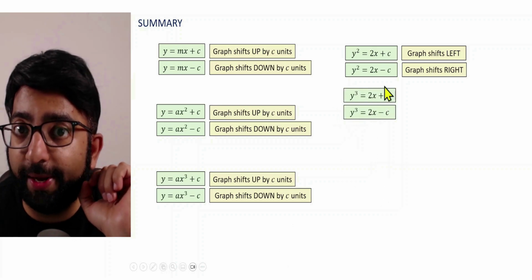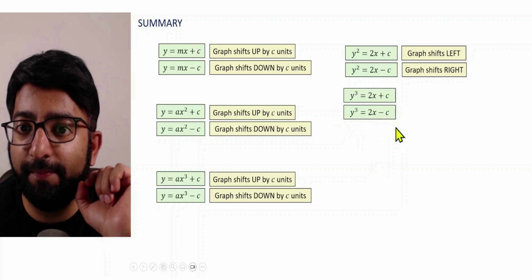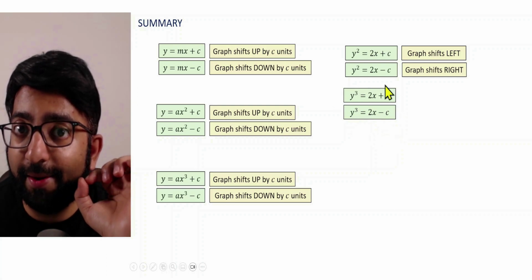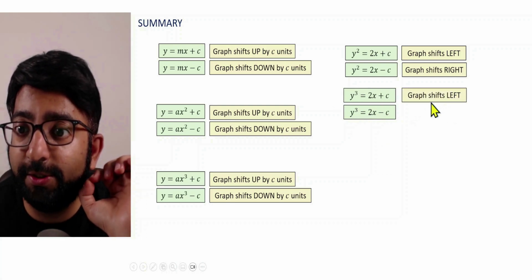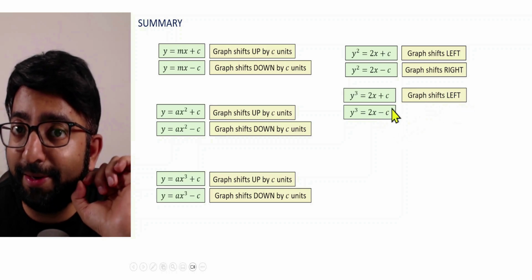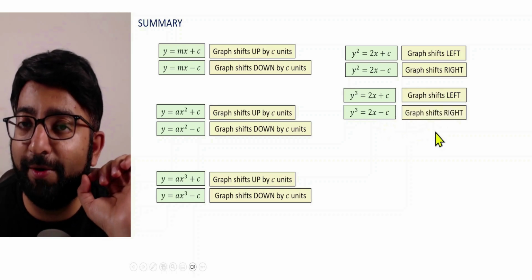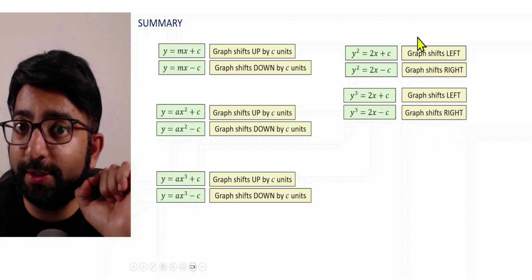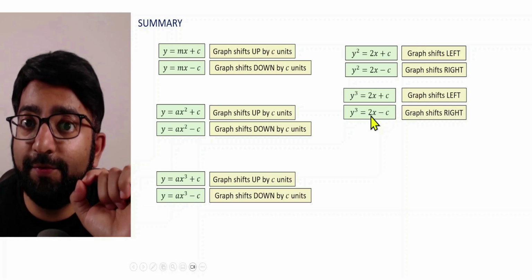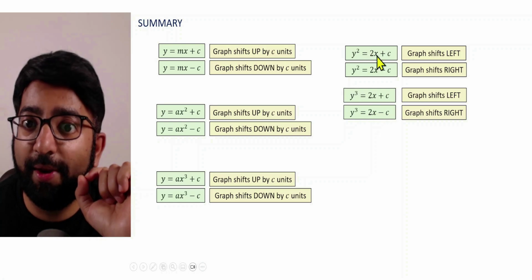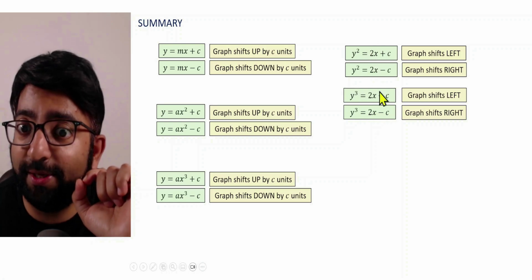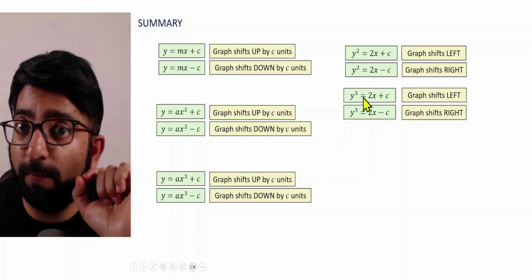y cube is equal to 2x plus c or 2x minus c. So even in this case, if we are adding something plus c, then the graph will shift to the left. And if we are subtracting something minus c, then the graph will shift to the right. But please note, this kind of shifting will only happen if the coefficient of x is positive. So here we saw 2x, positive 2x. Here also the coefficient of x is positive.